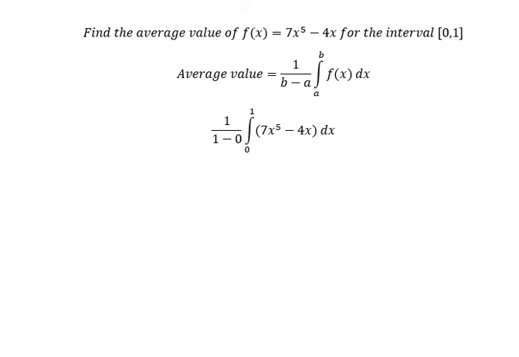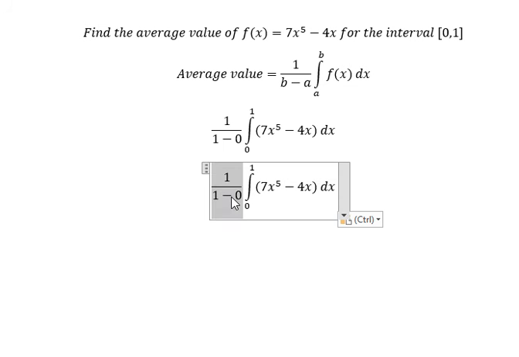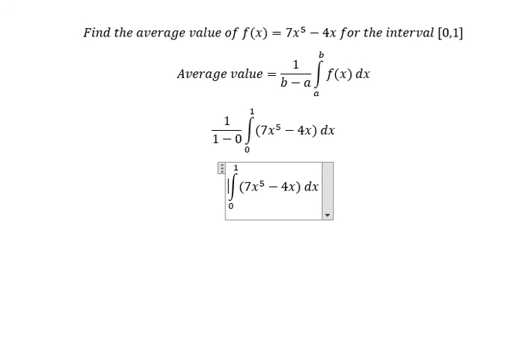Now we need to calculate this one. 1 divided by 1 minus 0, you get 1. So we just simplify like this. Next, we have the formula in here.